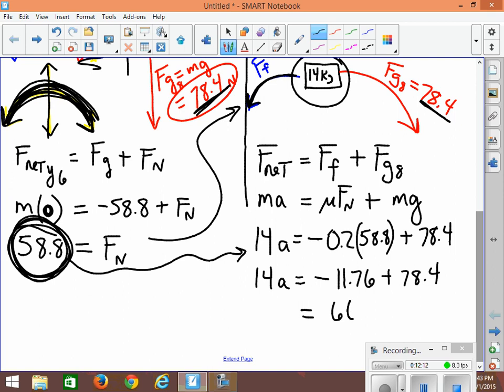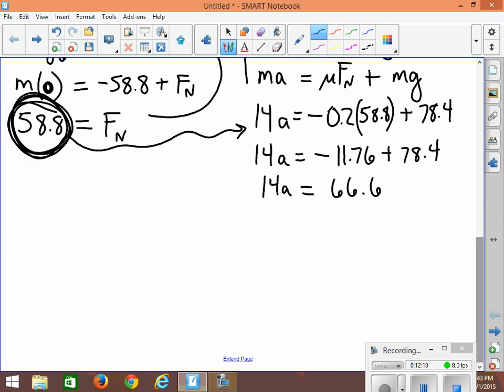It's 66.6 and 14a on this side. And then we simply divide that by 14, both sides, and we get an a that's equal to 4.76-ish. Remember, we're not using sig figs, so we have to bear in mind that it might not be that precise. Meters per second squared. But that's basically the answer, ballpark.